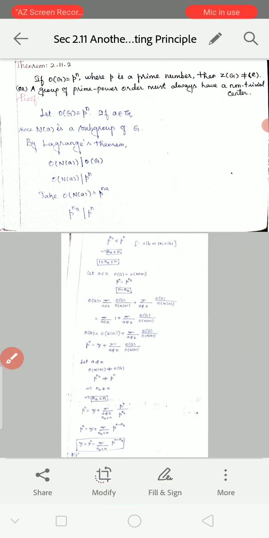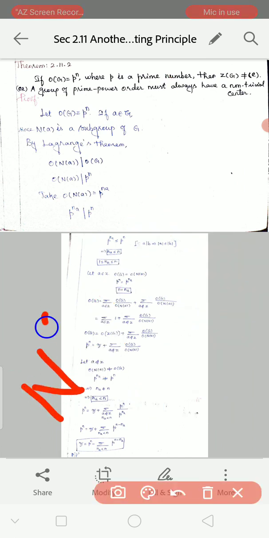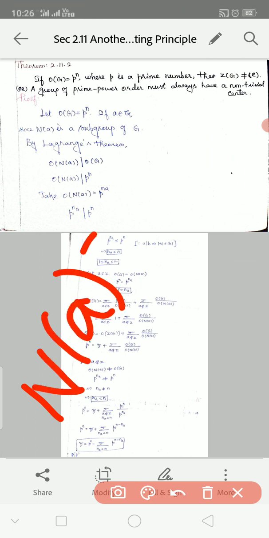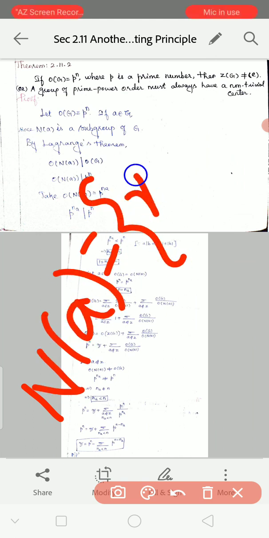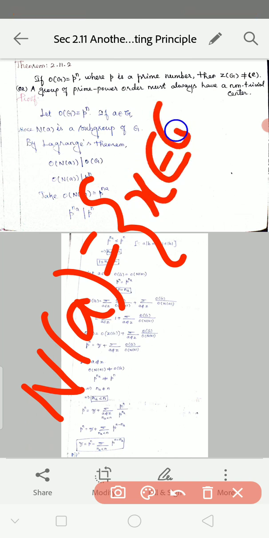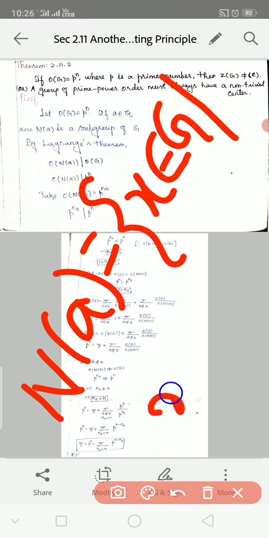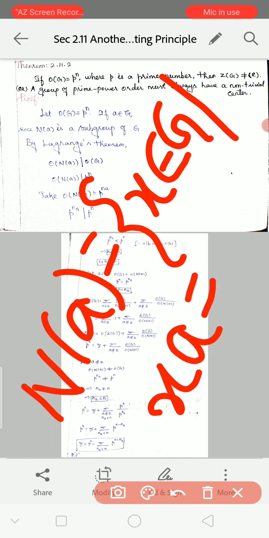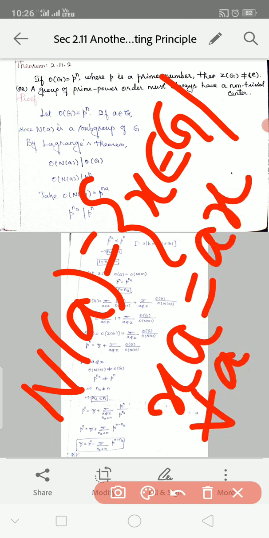Next we see the definition, normalizer of a. Normalizer of a is denoted by capital N of a. We collect the set of x belonging to G such that xa equals ax for all a belonging to G. This set is called the normalizer of a.